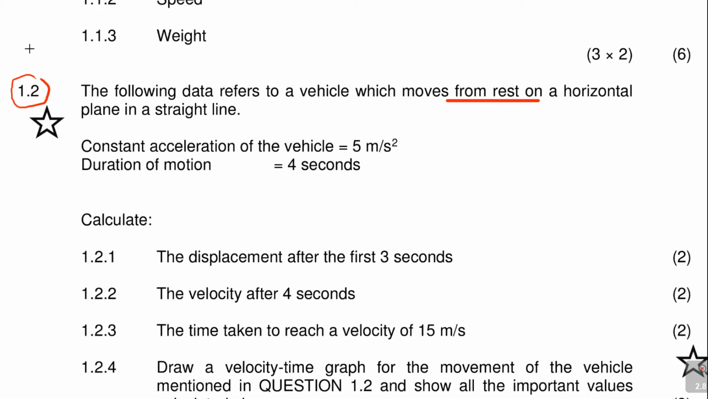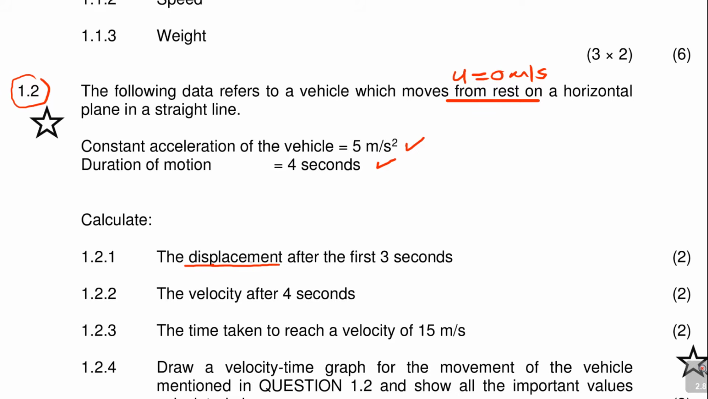When they say "from rest," you must always know they've already given you the initial velocity, which is u = 0 meters per second. Always know that. Then it says on a horizontal plane in a straight line. Then they give you information: this is the acceleration of the vehicle, and the duration of the motion is 4 seconds. And then they are asking us to calculate the displacement.